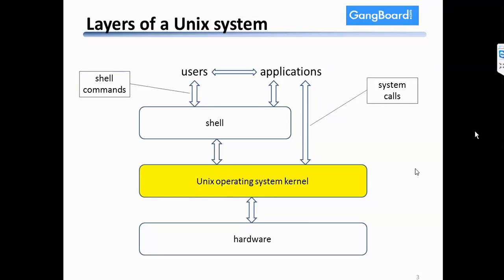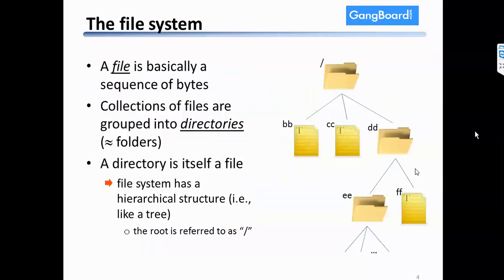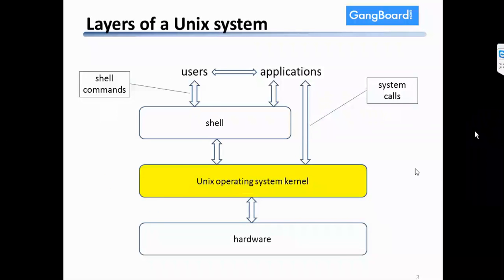So you can see how they are flowing. Users can directly communicate with the shell, then the operating system, then the hardware. Applications directly communicate with the kernel also, as well as the shell. That depends on the various applications. That was just the introduction to how it works in a basic way.